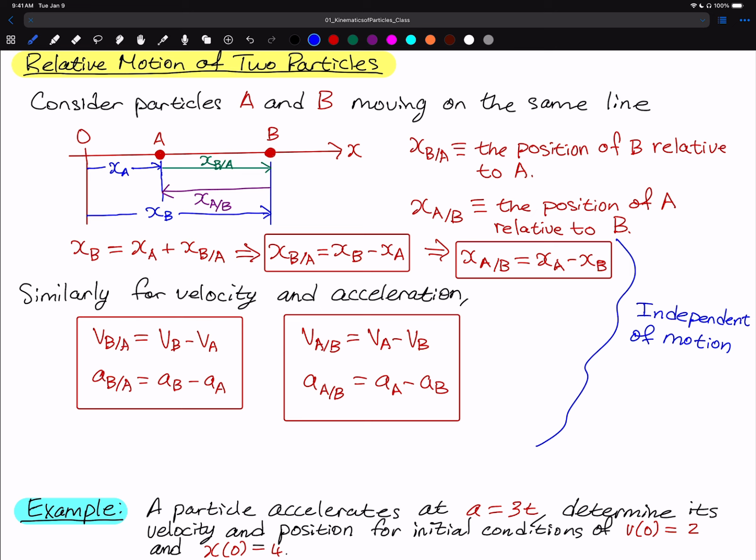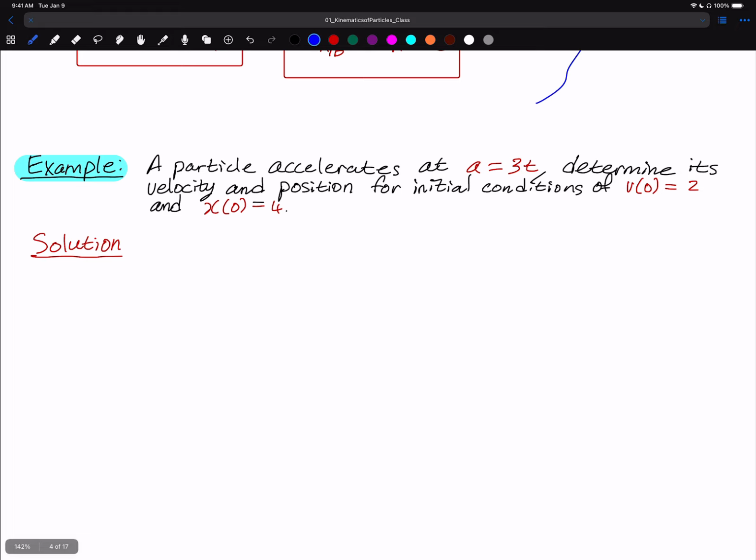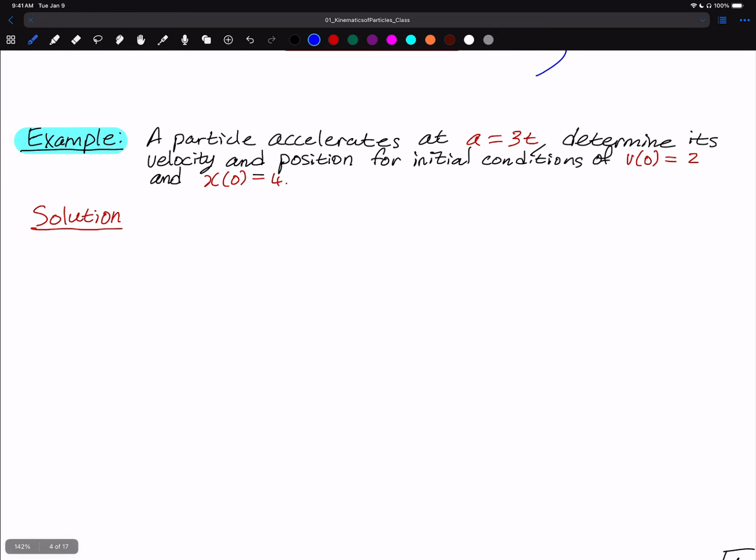And this relative position also becomes useful and important when we try to compute the force across a spring that is connected to two particles or two points that are moving. Okay, we're going to go through and do an example now for considering this.